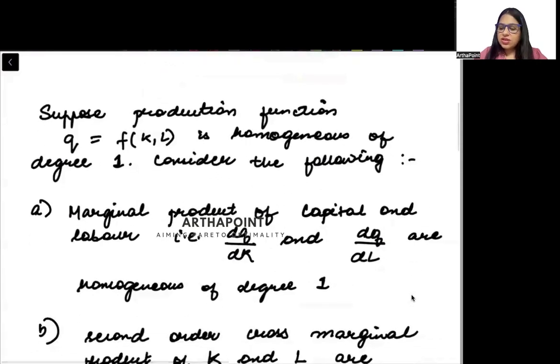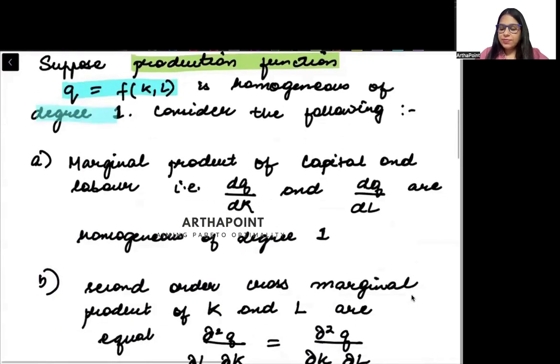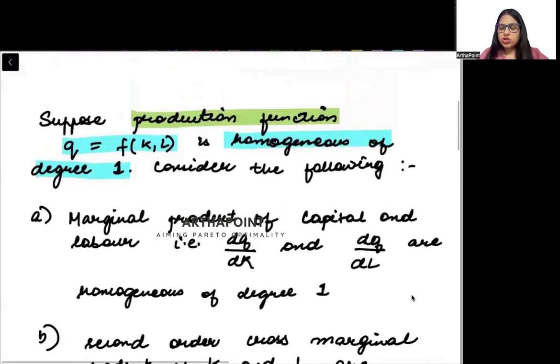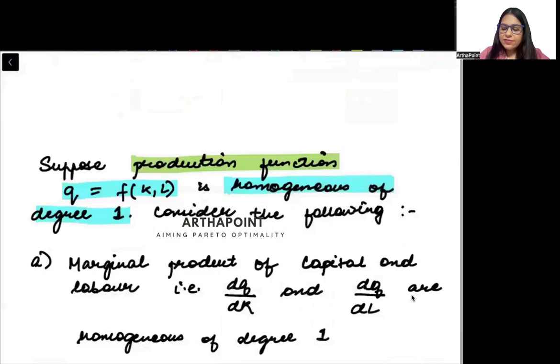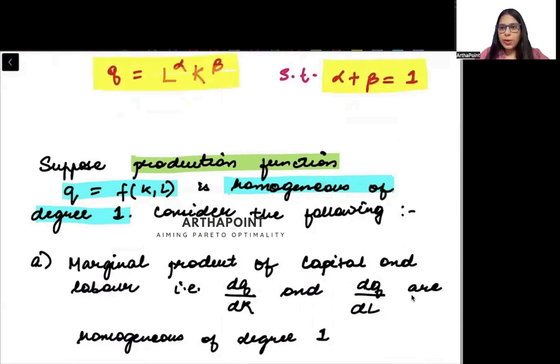It says, suppose there is a production function given to you, Q is equal to F(K, L), and it is homogeneous of degree 1. So we need to create any production function. Take any production function which is homogeneous of degree 1. Now we know that if I take the production function as L to the power alpha, K to the power beta, such that alpha plus beta is 1, sum of the power is 1, then this production function is homogeneous of degree 1.